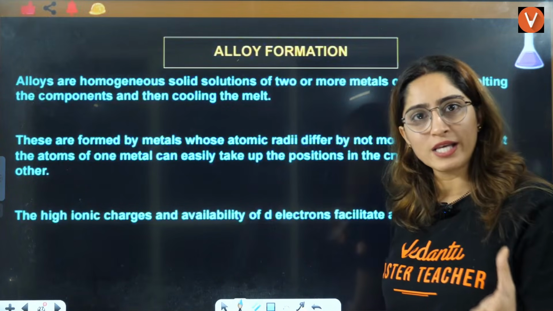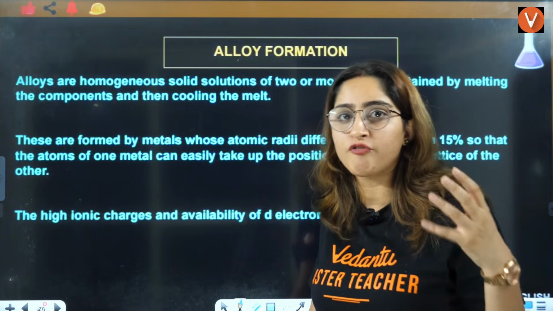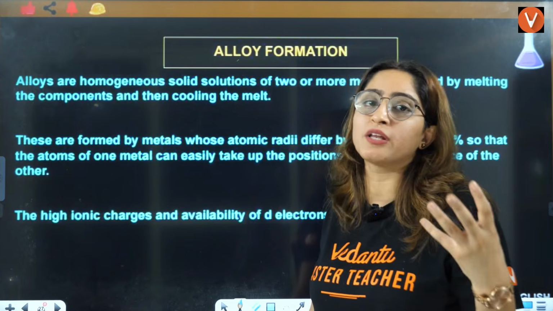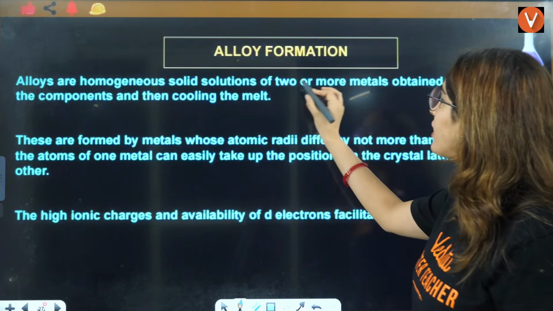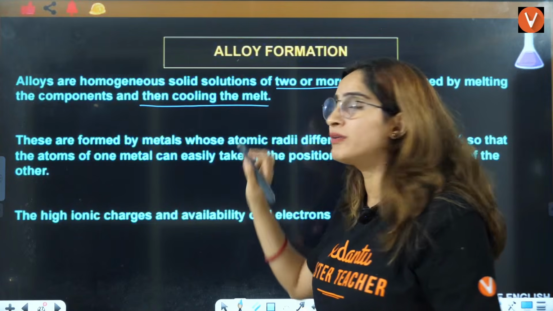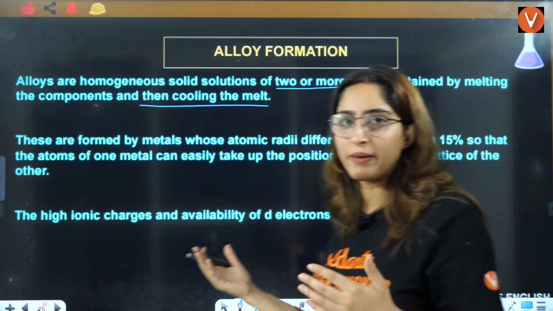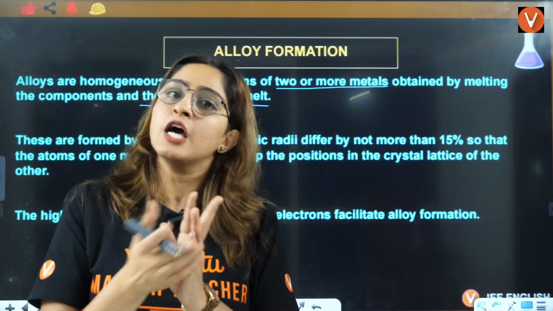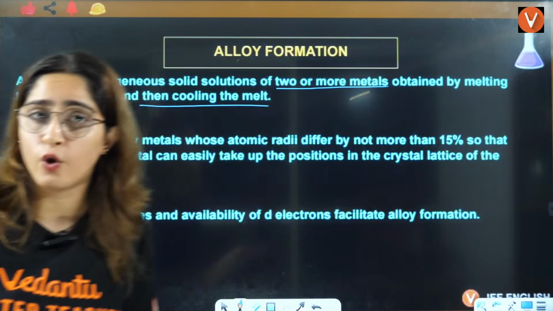Similarly, we have alloys formation. Alloys is when we melt different transition metals, then we bind them together to form a homogeneous mixture of different metals, right? So alloys are homogeneous solids of two or more metals obtained by melting the compound, then cooling the compound, right? They are formed by metals. These transition metals also, let's say you have copper, you have iron, you will melt them, you will mix them, you will have a mold, then you will cool it, and you will have the formation of an alloy, right?